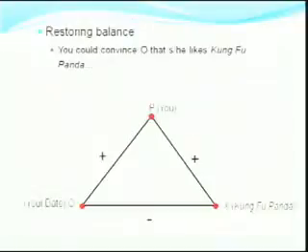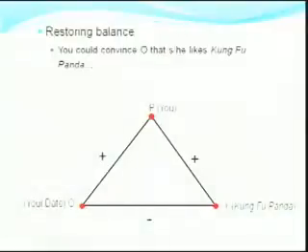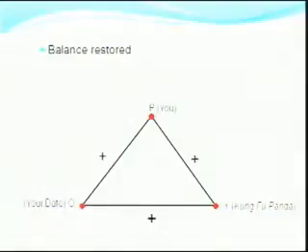So these examples include, you could convince O that she or he likes Kung Fu Panda. That would be shifting this negative to a positive. This is as clever as these PowerPoint slides are getting, and they're actually too clever for me. Anyway, it's not really that clever at all. So your date doesn't like Kung Fu Panda, you do, that's imbalanced. You convince your date, you browbeat your date into liking Kung Fu Panda.